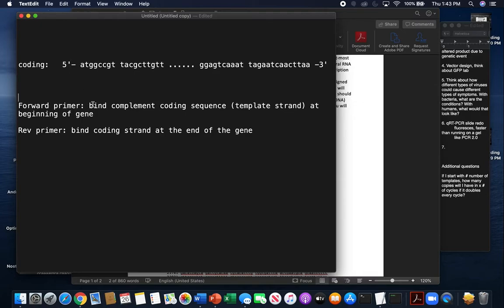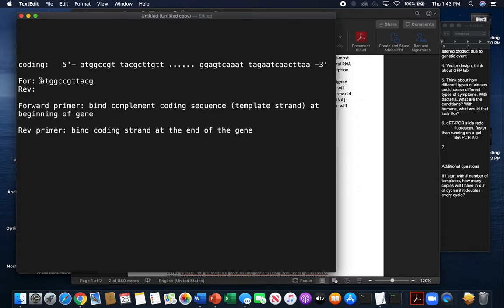So again, if I want to bind the beginning, it has to be the complement of the template strand, which happens to be the exact sequence that I've given you. So this will be the forward primer. Again, it's not the correct length, but you get the idea.